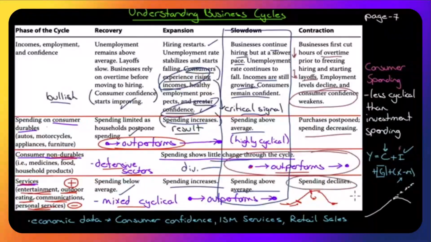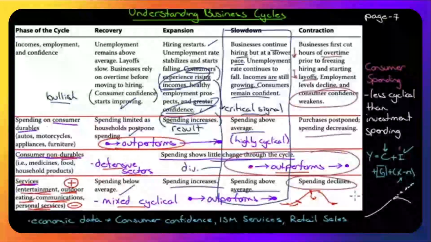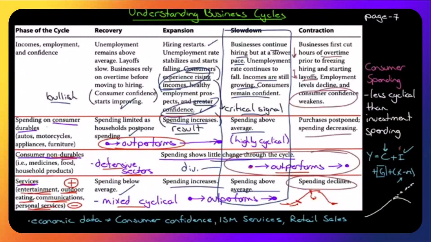And here in services, spending declines, especially for the discretionary areas, hotels, airlines, movie theaters, restaurant chains, but not so much for the telecom companies, the internet service providers, etc. The economic data to keep your eye on all of this: consumer confidence is a big one. ISM services will tell you the expectation of that sector, and it is a bigger chunk of the economy. Services make up about 70% of the U.S. economy versus 30% on manufacturing. Retail sales is also a good leading indicator.